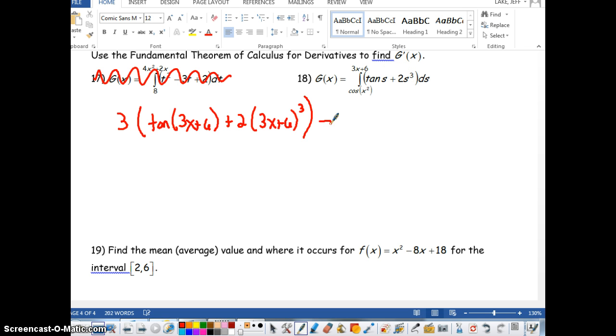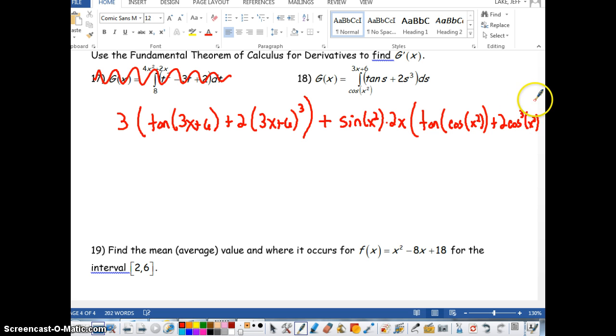Minus now the derivative of the bottom. Derivative of cosine here is going to be a negative sine, so that's actually going to become a positive sine of x squared and then times 2x, the derivative of the inside when you use your chain rule. Now you take the cosine of x squared and plug it in. So this is tangent of cosine of x squared, and then plus 2 times cosine to the third of x squared. All right, and that finishes out number 18 there.